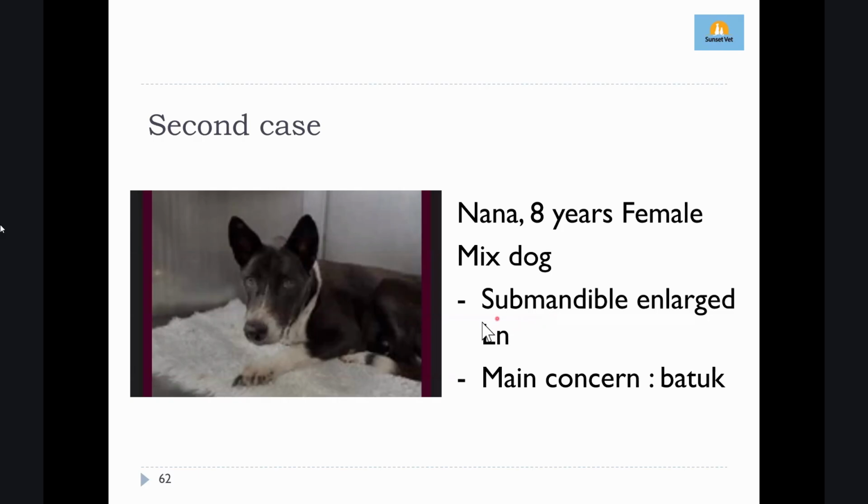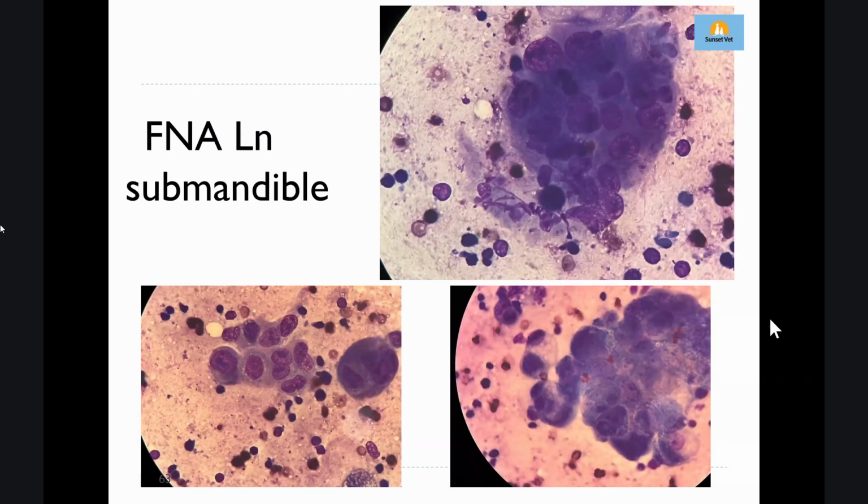The second one, Nana, 8 years old, female, mixed breed, with a submandibular swelling. So the lymph node under the mandible is enlarged. And this is what I got from the FNA of the submandibular lymph node. So what kind of cells do you think? Is it epithelial cancer, is it mesenchymal, or is it round cell?